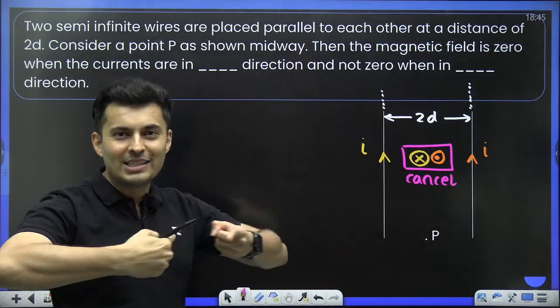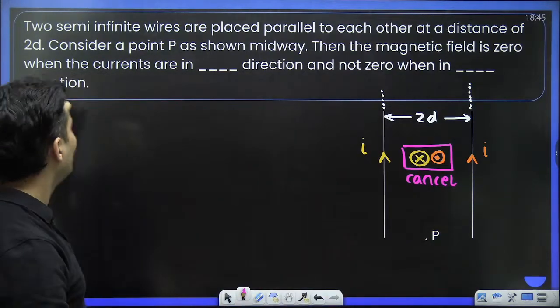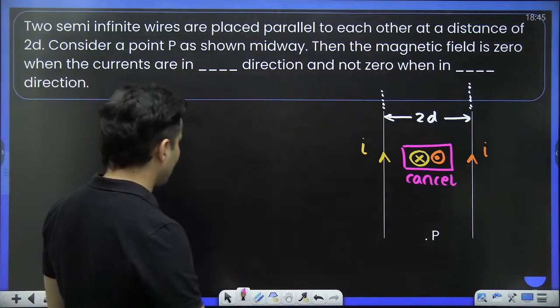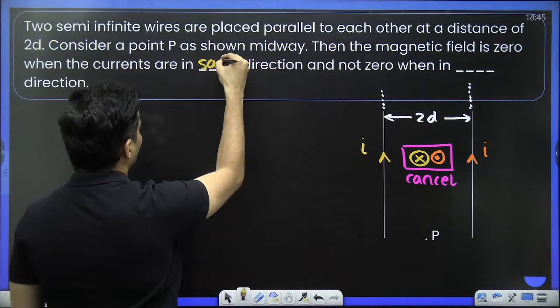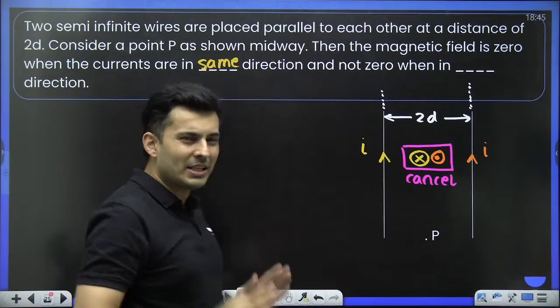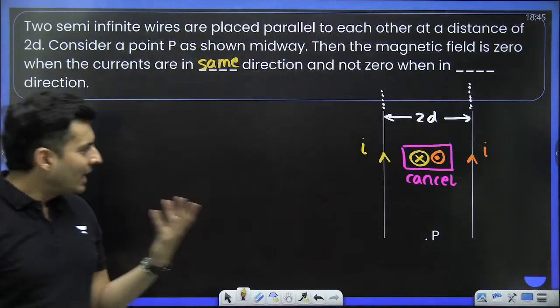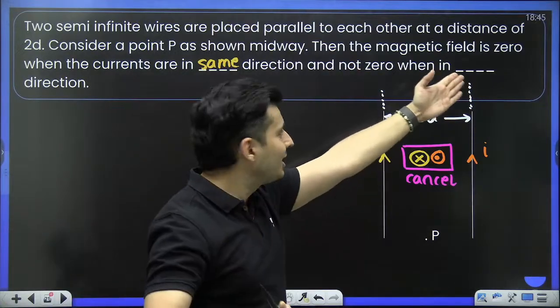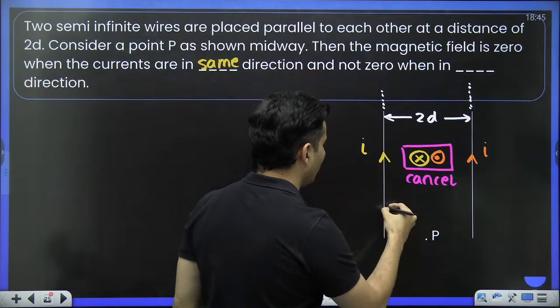So both the fields are equal and opposite, because the distances are the same. So the net field will be 0. The net field is 0 when the currents are in the same direction, or basically parallel to each other. Very good. So naturally this will be opposite, but still if you want to observe it.